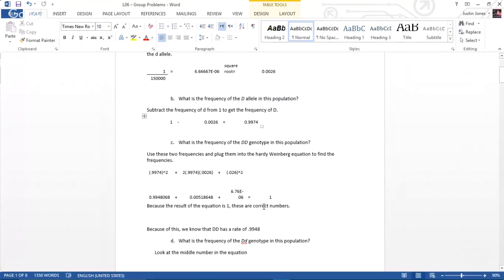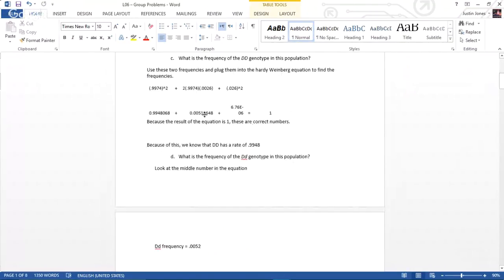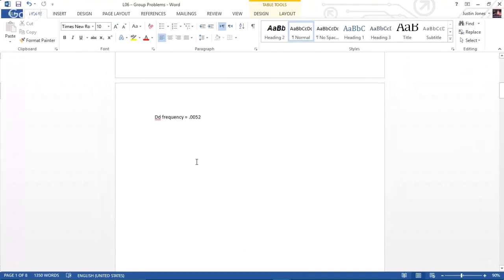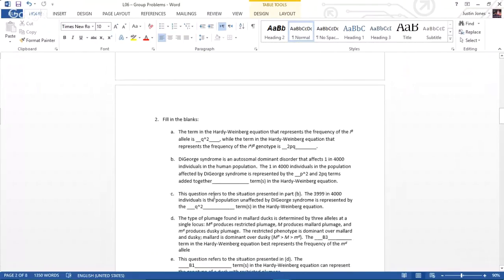So that means these are the right numbers, which means the frequencies of the DD genotype are going to be right. So DD is going to have a 0.9948 frequency in the population. And then it's asking what's the frequency of capital D, little d. That's going to be 0.00518 or 52, because we wanted 4 decimal places. So that's question 1. Number 2 is just a bunch of fill in the blank.